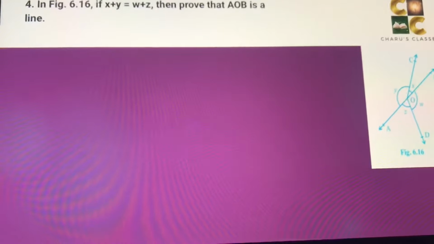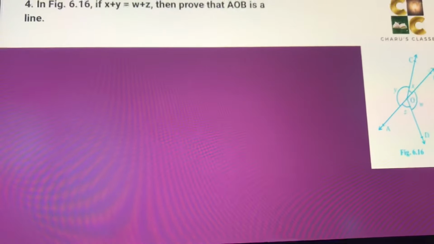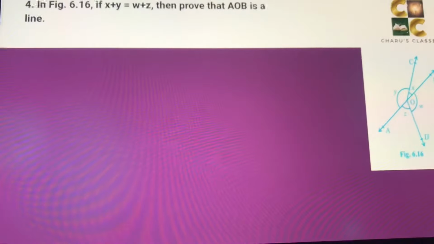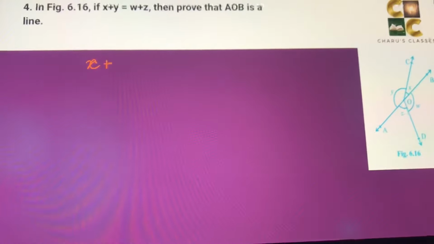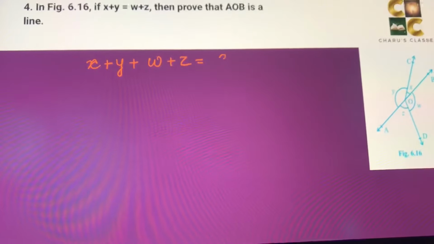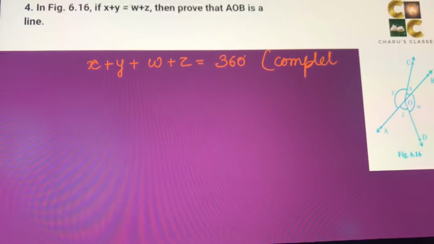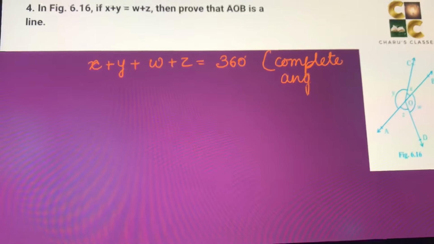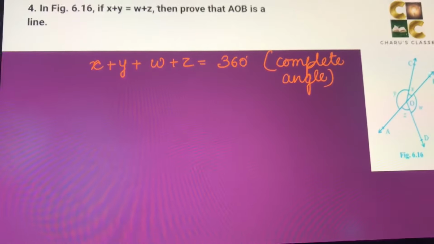Now in this case, if we look at the point O, around the point O there are 4 angles. So the sum of these angles should be 360 degrees. Or what it means is x plus y plus w plus z should be 360 degrees. Reason being a complete angle. At a particular point, the sum of angles around it should make 360 degrees.